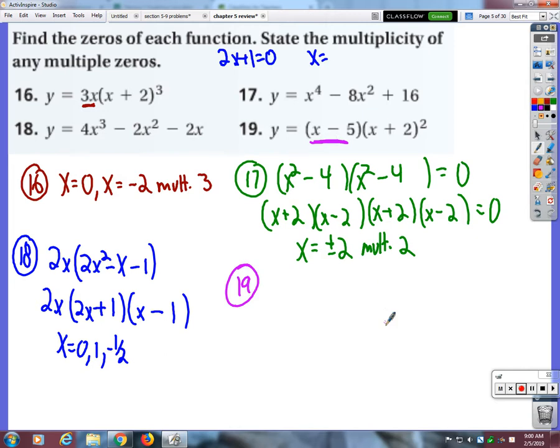What makes that be 0? Eli, knock it off. 5, because 5 minus 5 is 0. What makes this be 0? Negative 2, and since it's to the second power, it's multiplicity of 2. Okay?